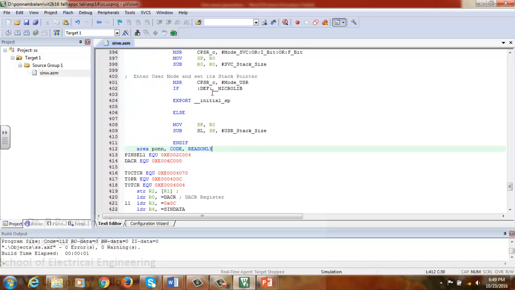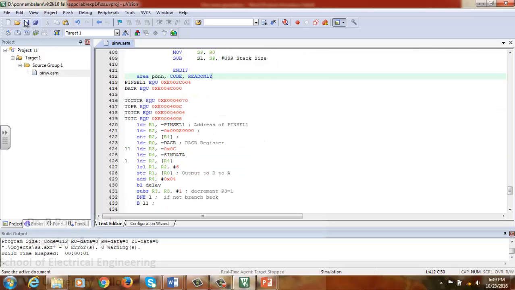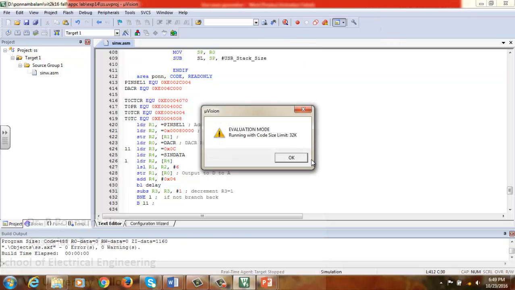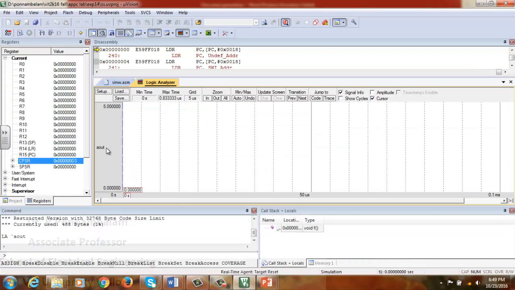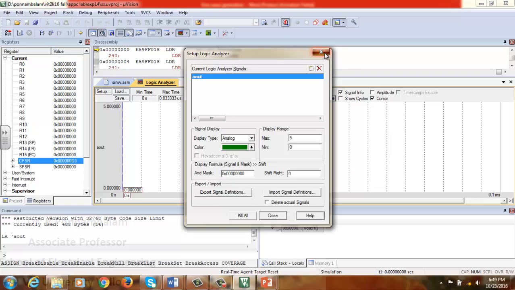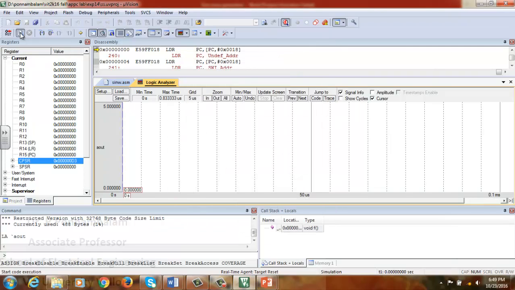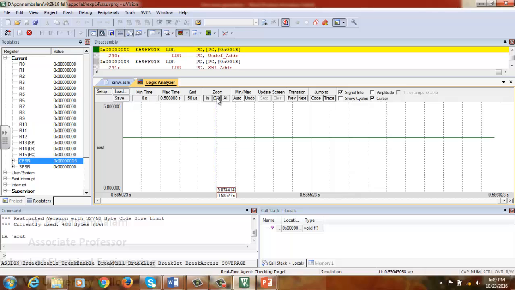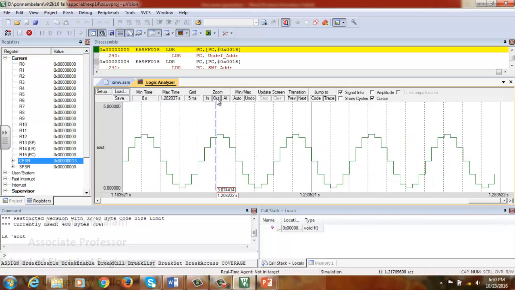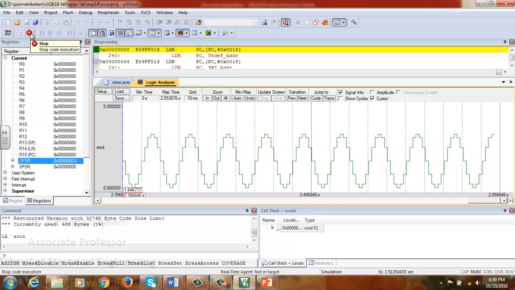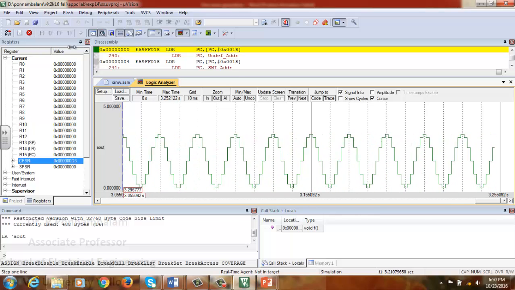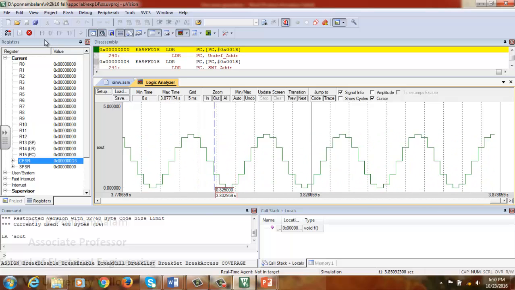So coming to running the program, again translate, build and rebuild we'll have to use. Then click this one. So in logic analyzer, the same layout you'll have to give. Already we have given that, so I'm not going to change it. So here click this A, zoom out so that you can see it, because we have decreased the frequency. So now you can check the values.